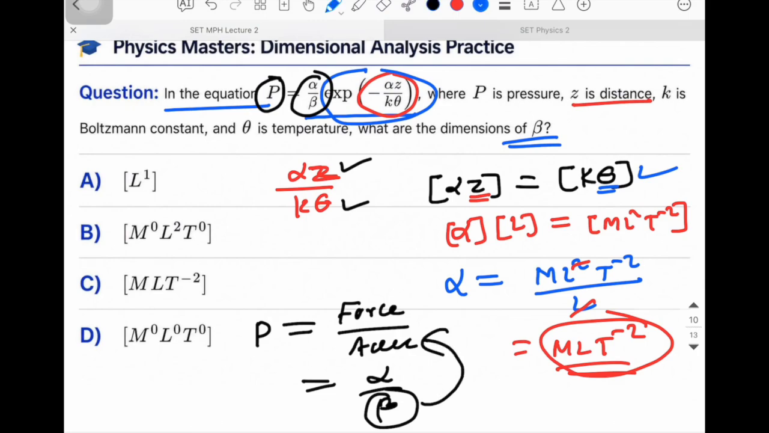So which option is correct? Look, L power 1 not square, incorrect option. Second one, M power 0, L power 2, T power 0. So here we have L square, other quantities are 0. So this option B is correct.